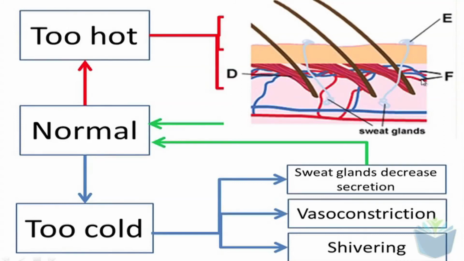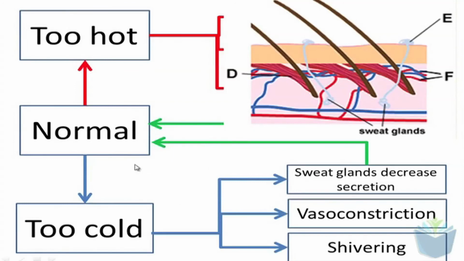For F, you've got vasodilation, and what that means is that these capillaries here, they divert blood upwards towards the surface of the skin, where it can lose heat through conduction and also convection as well.